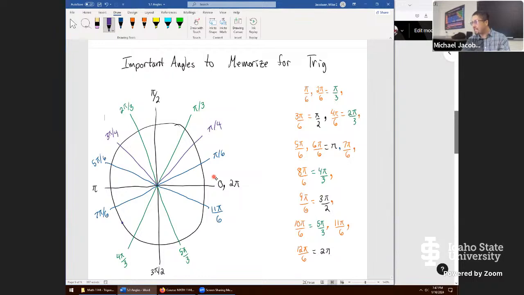So let's finish off these last ones in purple. This is 5 pi over 4. And this last one, following the same game, is 7 pi over 4. So these are the angles that we ought to memorize for the purposes of trigonometry. It looks like a lot. The more you stare at this, the more you're going to see there are strong patterns here. We're going to be using them quite often.